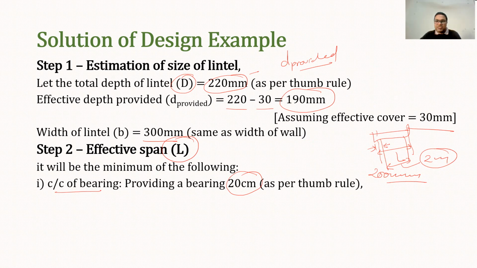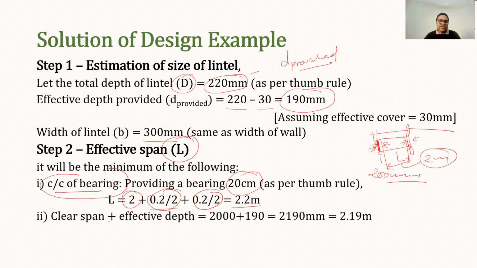So center to center distance will become like this. Width of opening plus half of the bearing length from this side, which becomes 200 by 2. Similarly here also it will become half, so that becomes 200 by 2 also. So that becomes 0.2 by 2 plus 0.2 by 2, that becomes 2.2 meter. This is the first aspect, which means center to center of supports or bearing.